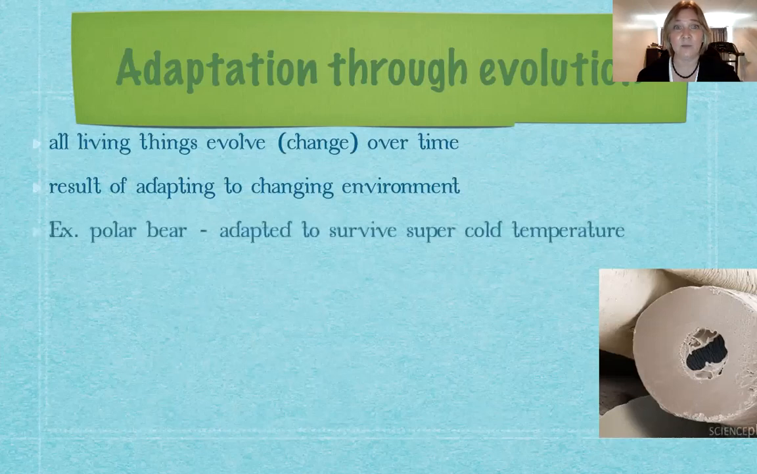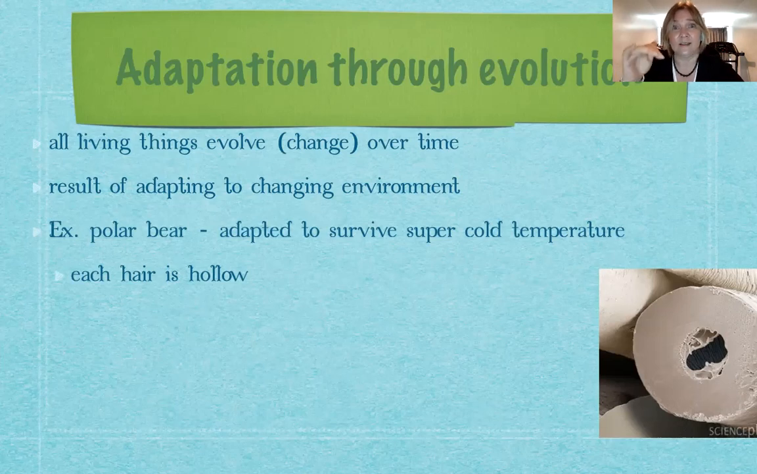An example is a polar bear. How a polar bear is adapted to survive in super cold temperatures. First thing is that you see in the bottom right hand corner, that is the hair shaft of the fur on a polar bear. It's hollow. How does having a hollow hair shaft help in surviving a cold temperature?